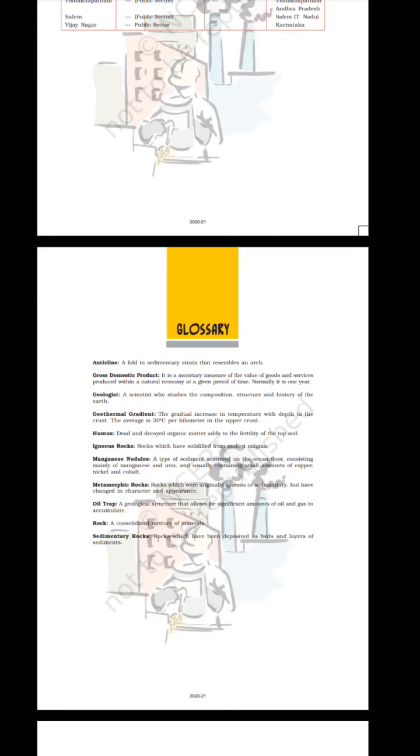Sedimentary rocks, rocks which have been deposited as beds and layers of sediments.